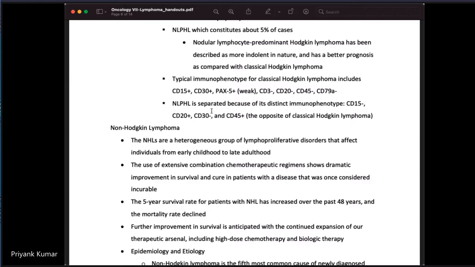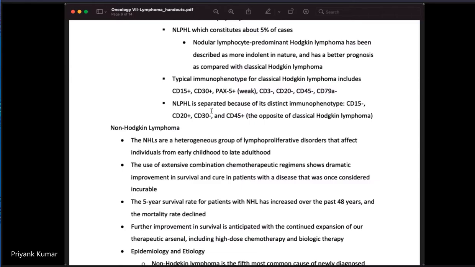Okay. Now this type of classification can be seen to classify other types of blood cells as well. Now, in classical Hodgkin lymphoma, the positive markers are CD50, the presence. Positive meaning present, right?